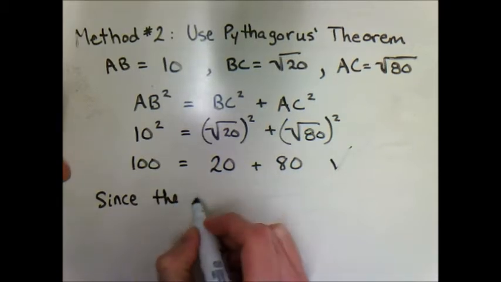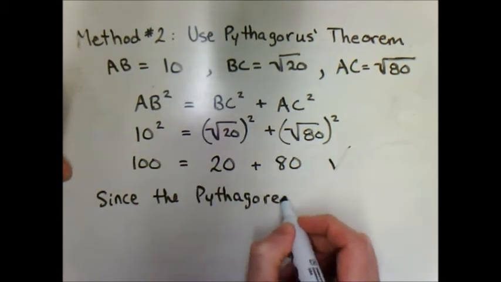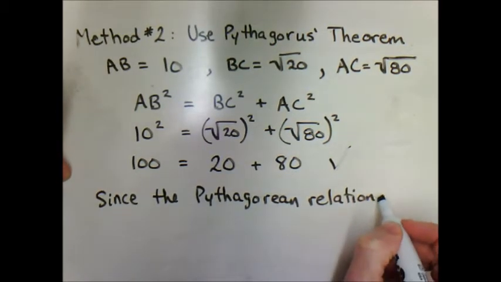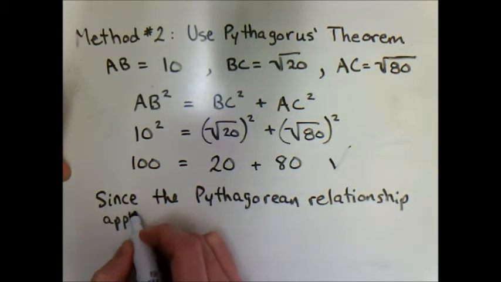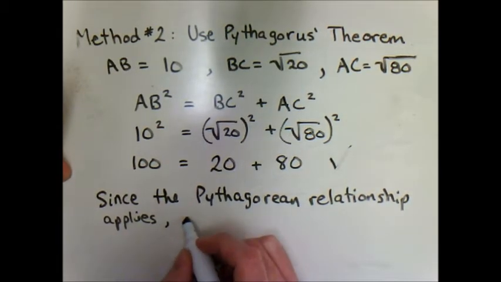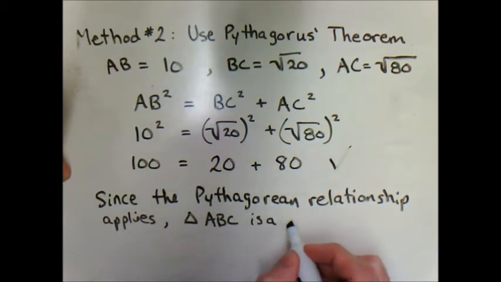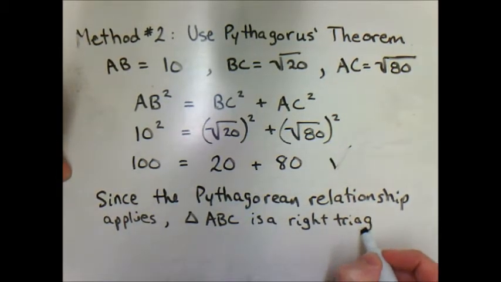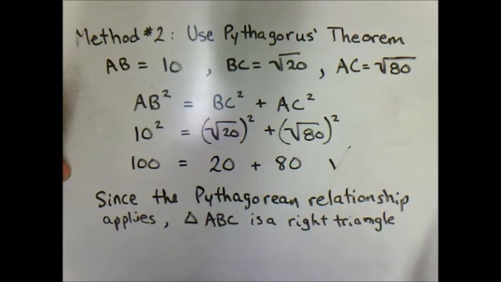Since the Pythagorean relationship applies, triangle ABC is a right triangle. If it were not a right triangle, then the Pythagorean theorem would not apply.